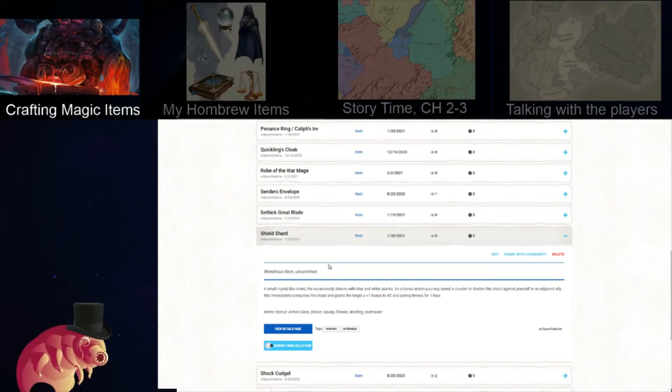So I decided to go about making something that's a consumable. I call this the shield shard. A small crystal-like shard that occasionally dances with blue and white sparks. As a bonus action, you may spend a counter to shatter the shard against yourself or an adjacent ally. This immediately consumes the shard and grants the target a +1 bonus to AC and saving throws for 1 hour.